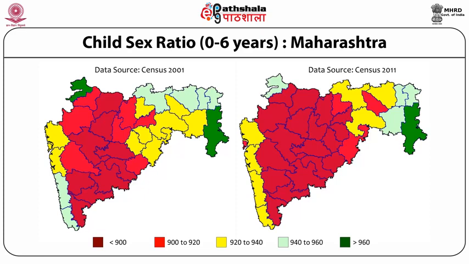So practically what you're seeing is light green and green have all disappeared. Even the coastal regions which were better off have declined. So what we are seeing is a change in almost all parts of all districts of Maharashtra.